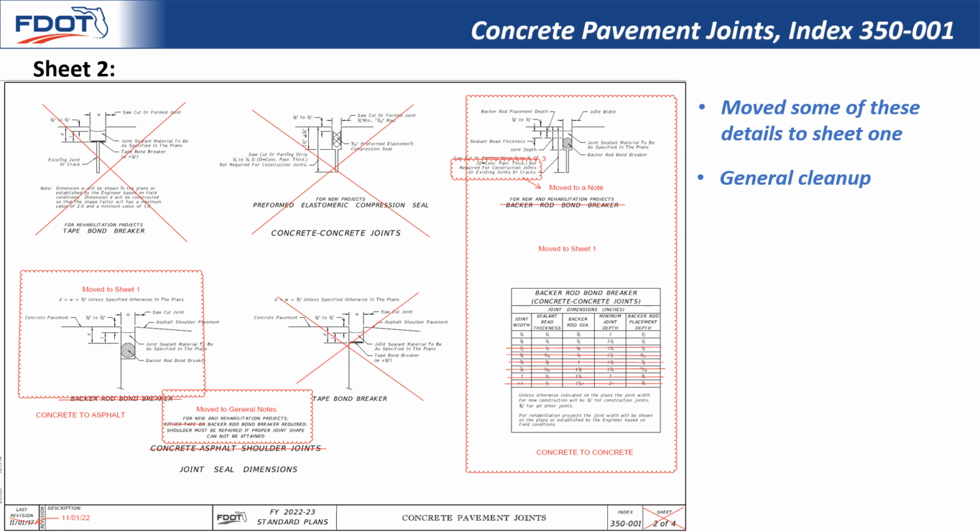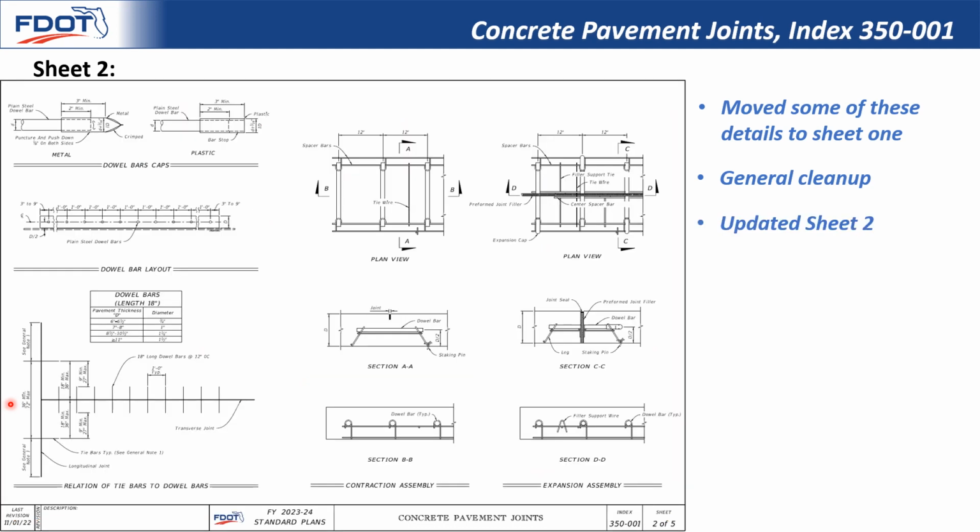Next is the red line for sheet 2. Some of these details were moved to sheet 1, and some of the details were deleted. Here is the new sheet 2. You can see the contraction assembly and expansion assembly details moved from sheet 3. We also added the dowel bars cap, the dowel bar layout, and relation of the tie bars to the dowel bars details.